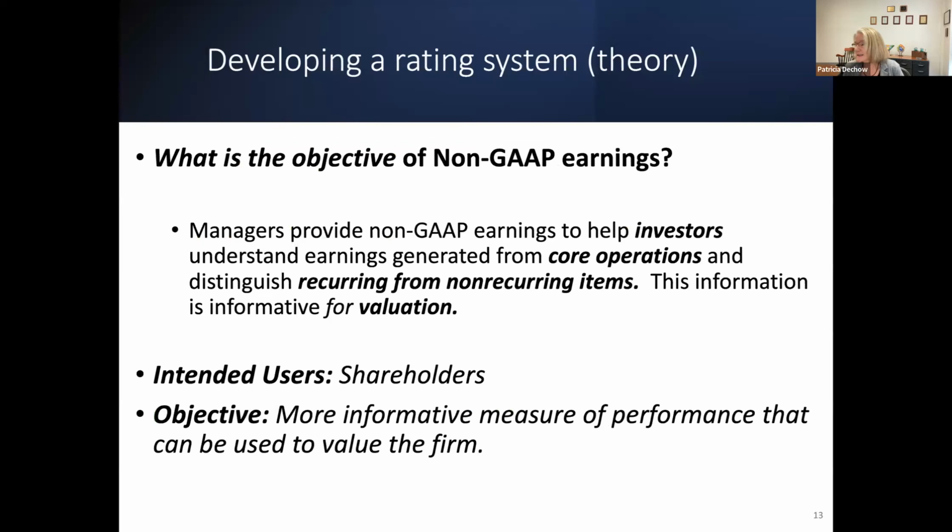So with developing a rating system of non-GAAP exclusion quality, the first thing that we did was we sat around and asked, what do you think the objective of non-GAAP earnings is? As I mentioned earlier, we believe that managers provide non-GAAP earnings to help investors understand the earnings generated from core operations and distinguish recurring from non-recurring items, so that they can provide more useful information for valuation for investors. So the intended users are shareholders, and the objective is to provide a more informative measure of performance. That's our focus in this paper.